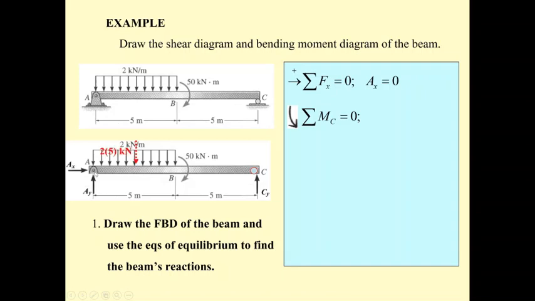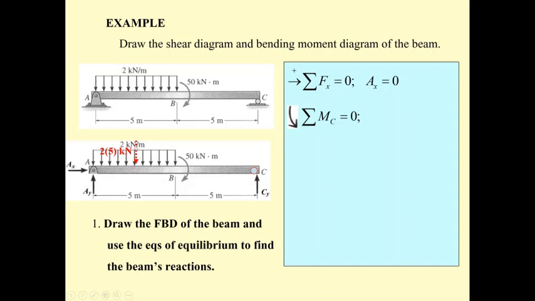Okay. And the uniformly distributed load is going to be equal to the area of this uniformly distributed load. That is going to be 2 times 5, and it's going to act at the centroid of this area. So the length here is going to be half of the 5. That is going to be 2.5 meter.